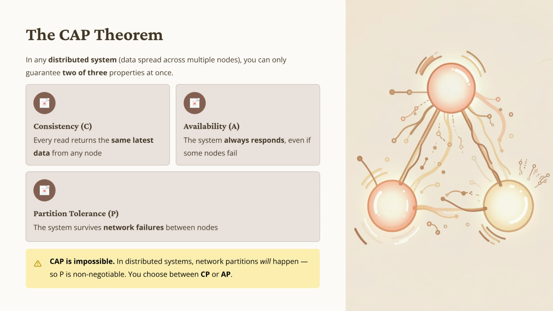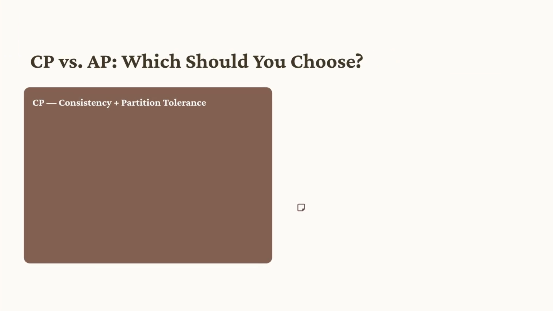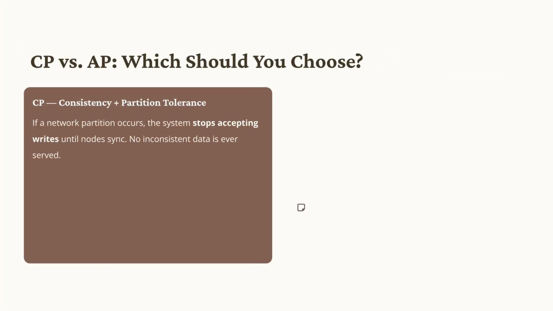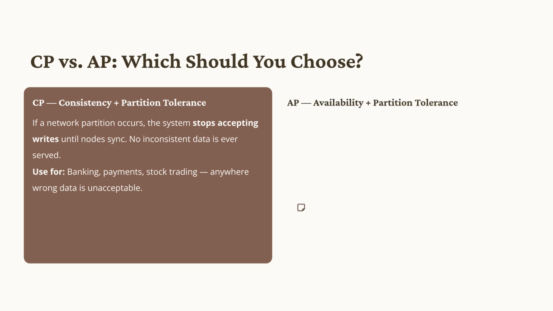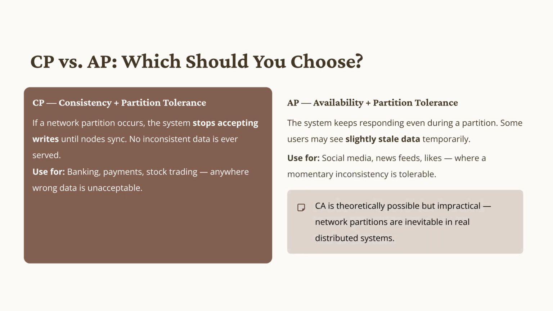The CAP theorem states that in any distributed system, you can only guarantee 2 of 3 properties: consistency, availability, and partition tolerance. Since network partitions are inevitable, partition tolerance is non-negotiable. You must choose between consistency or availability. CP, consistency plus partition tolerance, stops accepting writes during a network partition, ensuring no inconsistent data is served. This is essential for banking or payments. AP, availability plus partition tolerance, keeps responding, even if users see slightly stale data temporarily. This works for social media and news feeds.